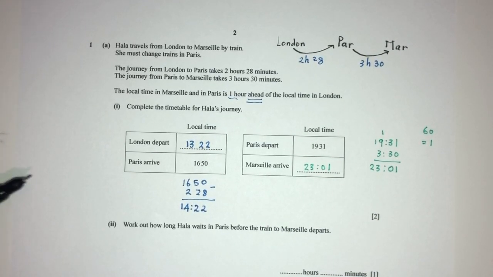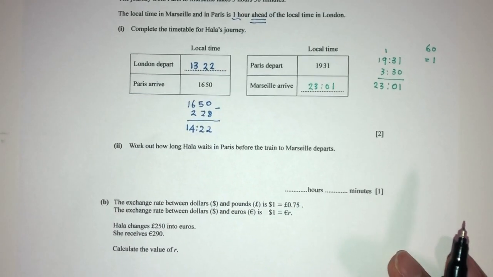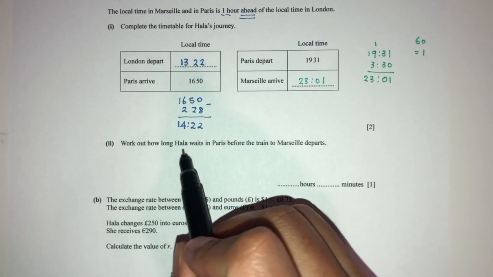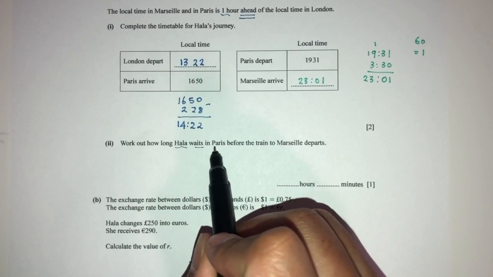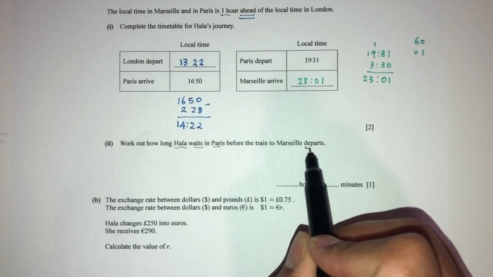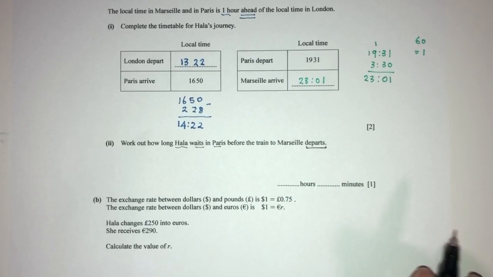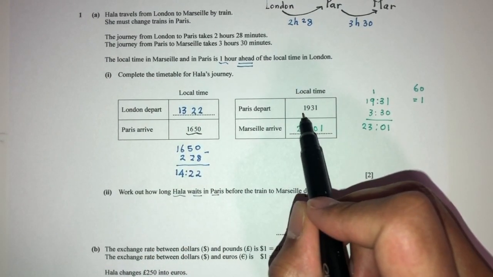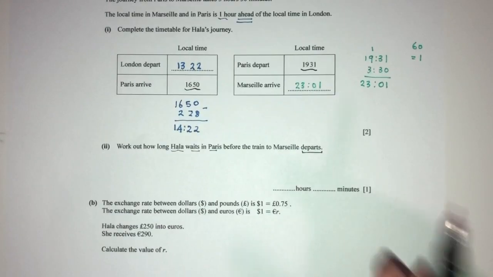Question part 1. Now let's move on to part 2 of your question. We have to work out how long Hala waits in Paris before the train to Marseille departs. Pretty easy. As you can see, she arrived in Paris at this time and leaves Paris at this time, so she has to wait.